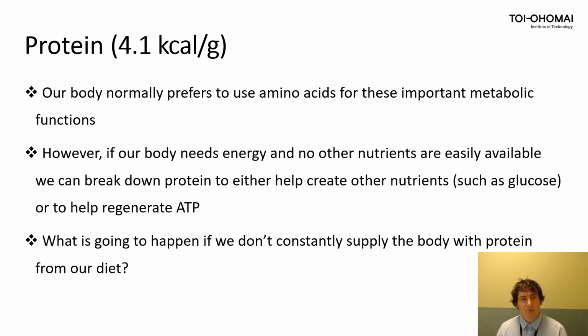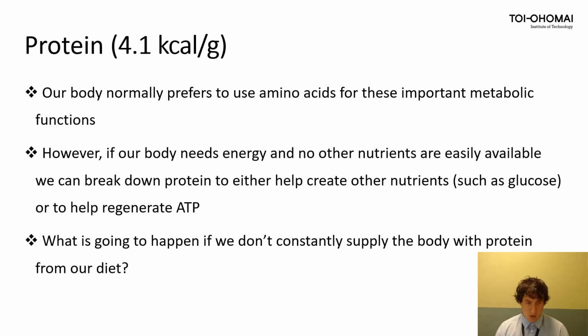Our body normally prefers to use amino acids for these important metabolic functions. However, if our body needs energy, and we need energy to stay alive right now, and there are no other nutrients easily available, then we can break down protein to either help create other nutrients, such as glucose through gluconeogenesis, or to help regenerate ATP.